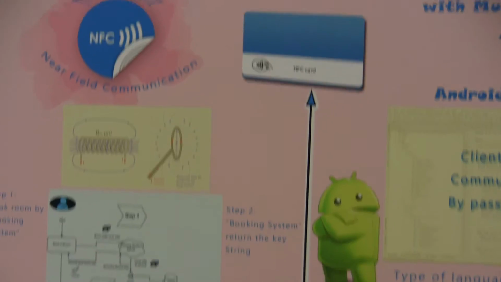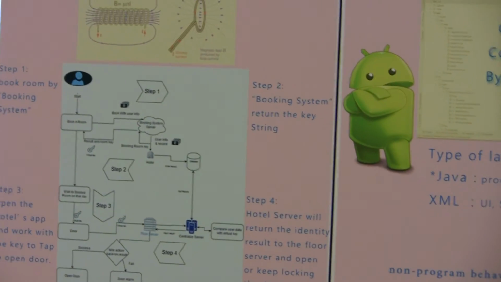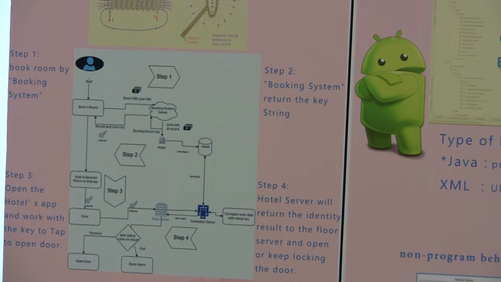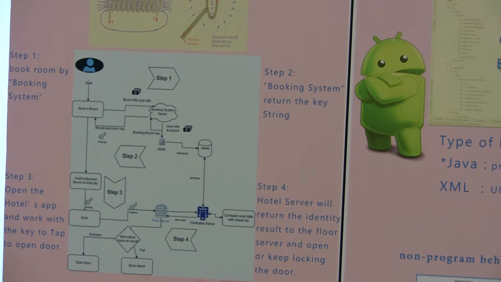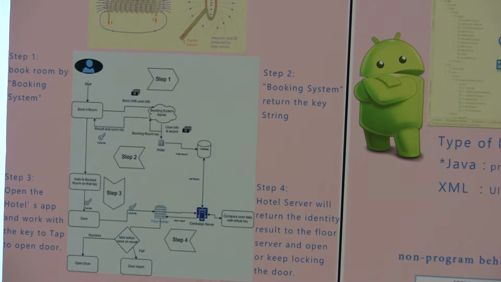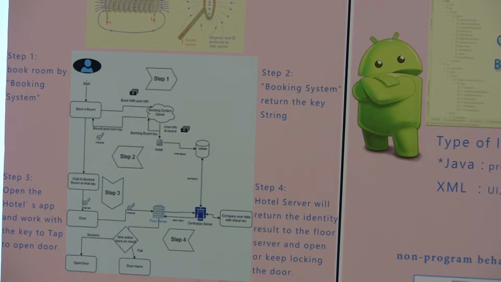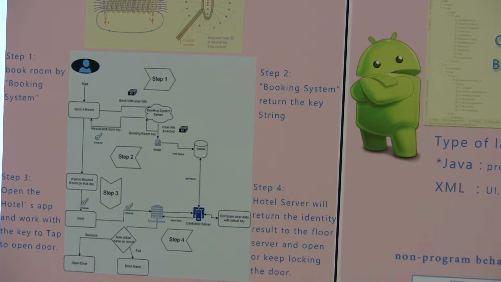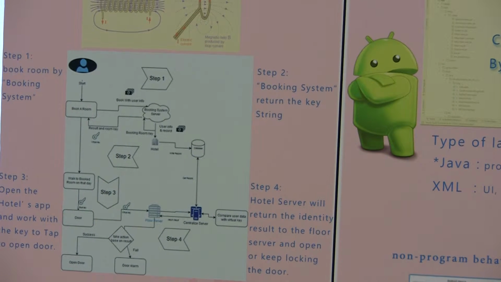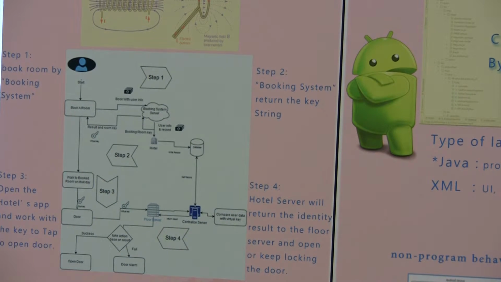For the next part, I will briefly explain the architecture of my project. In the first step, the user books a room in the booking system with their identity. The booking system will pass the booking information to the hotel server. Followed by step 2, the hotel server will write the booking information and the specific virtual key of the user to the database of the hotel. Afterward, the hotel server will pass the result and that virtual key back to the user.